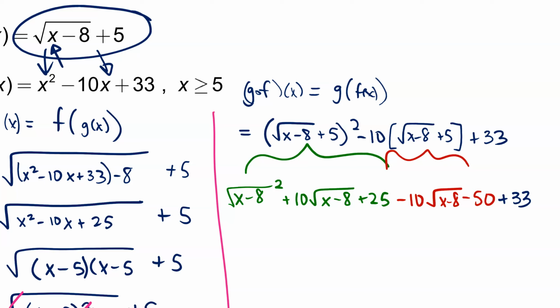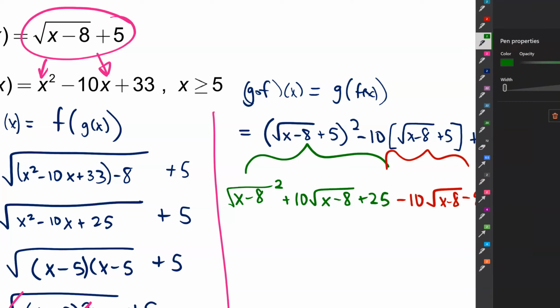Okay, so let me break it down a sec here. We're plugging this in place of everywhere you saw an x. Plug this in for this x and for this x. Now, the issue is the square root of x minus 8, plus 5, squared. It's a binomial, so you have to FOIL it out.